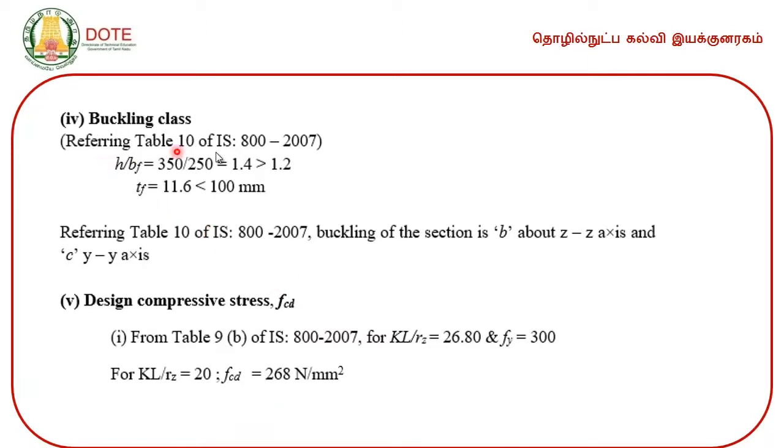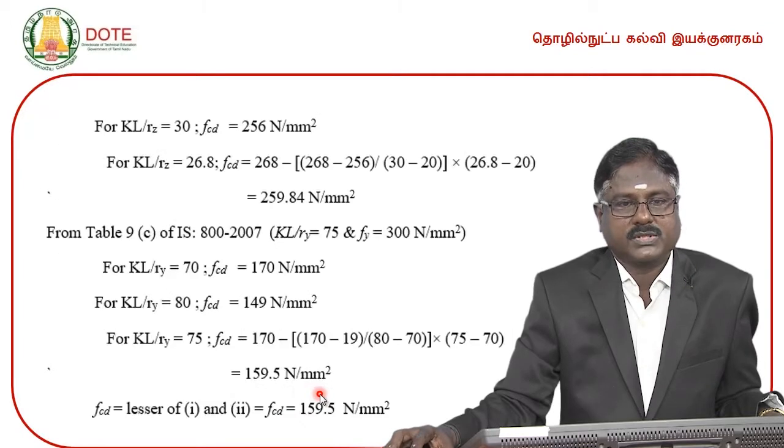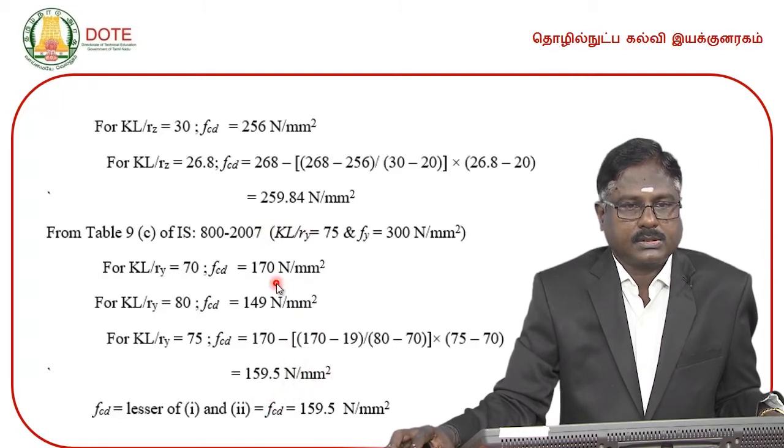Then this is the procedure to find the buckling class of the given section, and as per this condition of 1.2 and 100 mm, it is buckling class B about the major axis and C about the minor axis. From Tables 9B and 9C the value of design compressive stress is taken for the given fy value and the KL by rz, that is the slenderness ratio value, and it is found to be fcd 268 Newton per millimeter square, and the other one is 159.5 Newton per millimeter square. This is about the buckling class C.